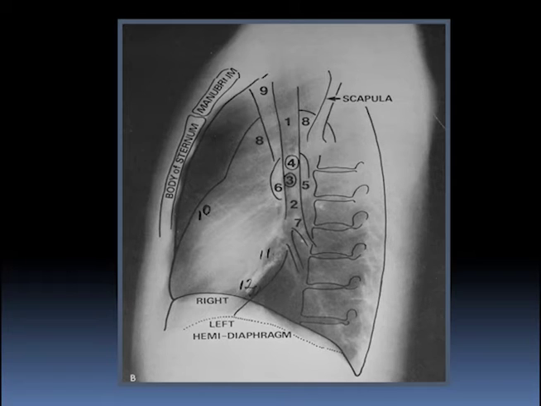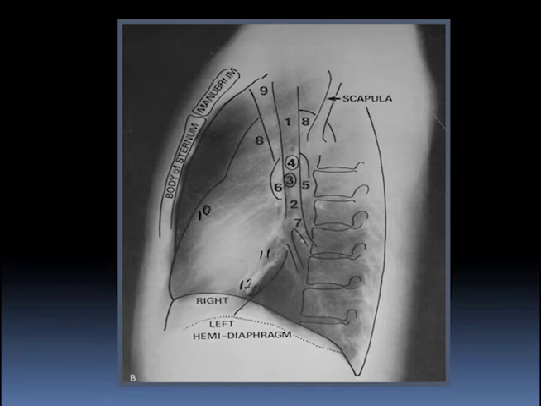Number 5 is the left pulmonary artery. Number 6 is the right pulmonary artery. Number 7 is the confluence of the pulmonary veins, which are going into the left atrium. Number 8 is the aorta. Number 9 are the vessels to the head, the brachiocephalic vessels. They form a little bit of a shadow there on the lateral film sometimes.